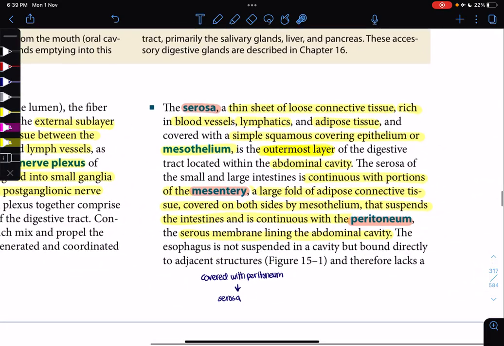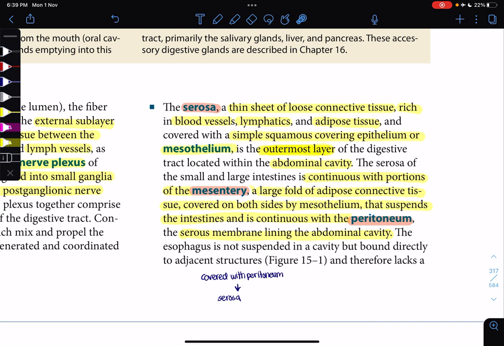Finally, we have the serosa. The serosa is a thin sheet of loose connective tissue that's rich in blood vessels, lymphatics, and adipose tissue. And the serosa is covered with a simple squamous covering epithelium, which is also known as the mesothelium. And the serosa is the outermost layer of the digestive tract, located within the abdominal cavity.